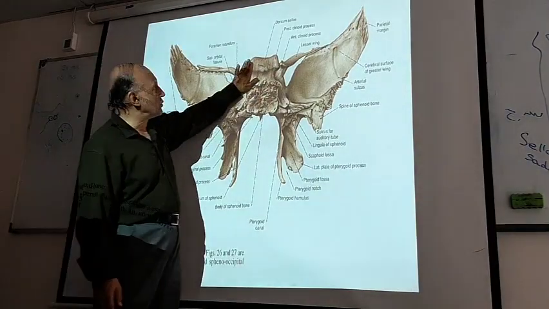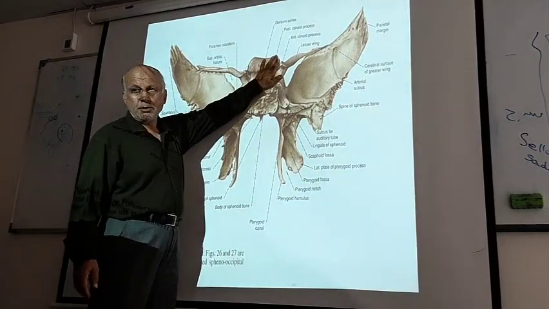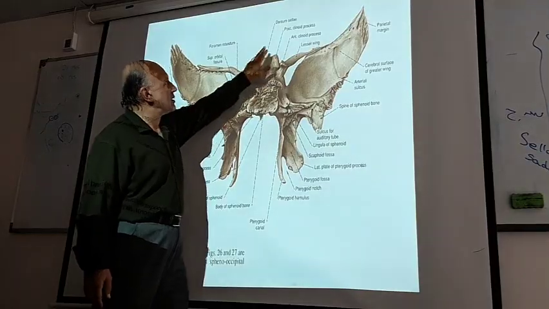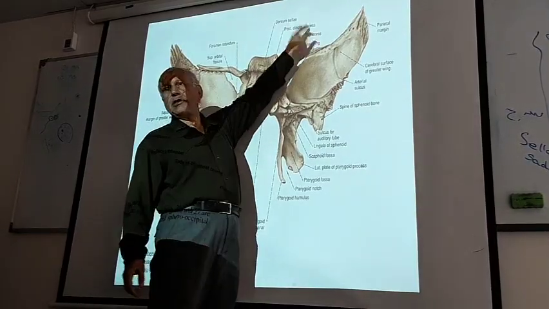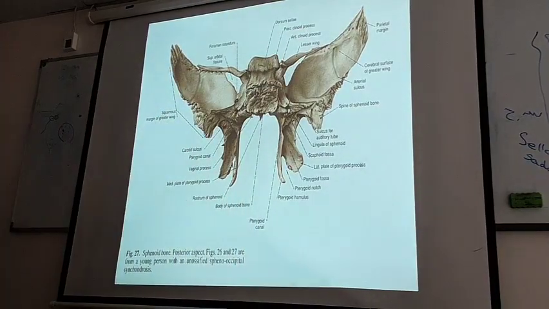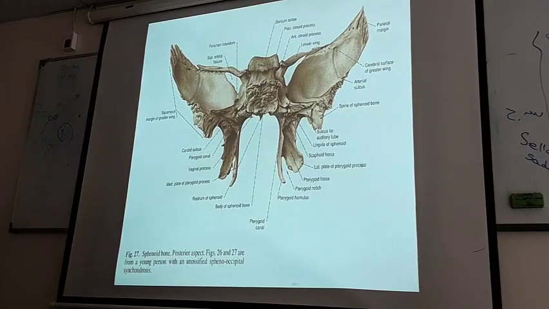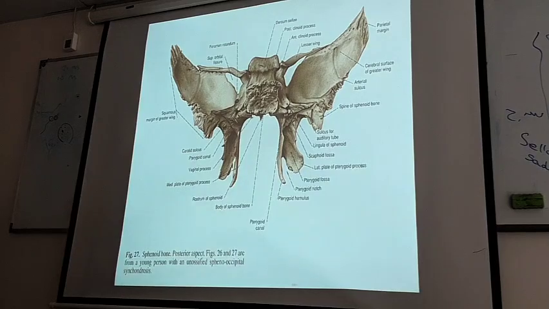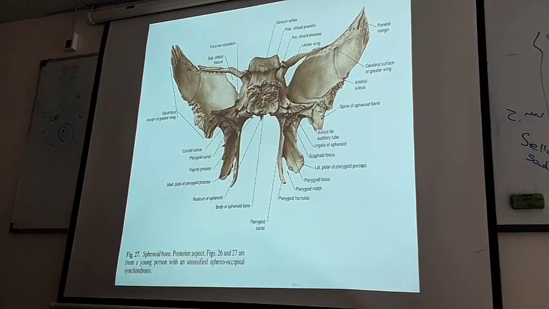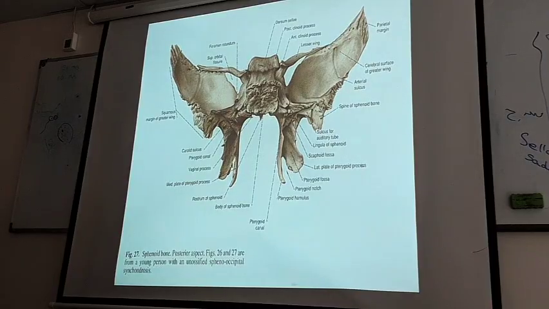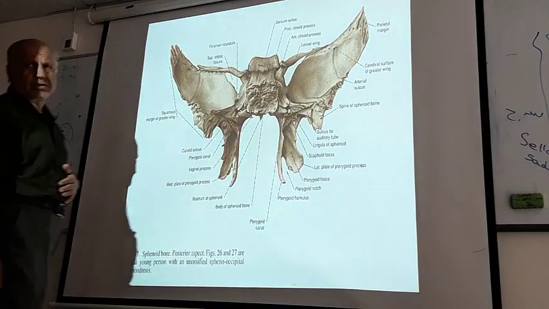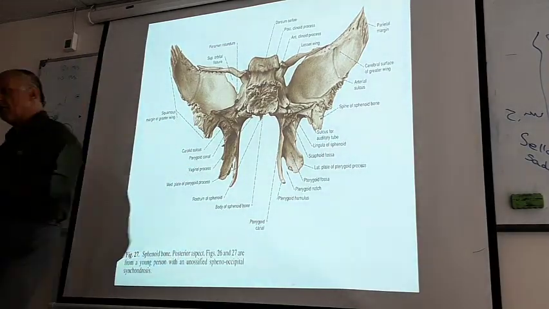But here is the dorsum sellae. Here is the posterior clinoid process. You can see right here, the posterior clinoid process. Maybe I will ask, if the dorsum sellae is fractured, which clinoid process is injured? The posterior clinoid process. Do you understand? If you have any question about the body of the sphenoid, please ask me.